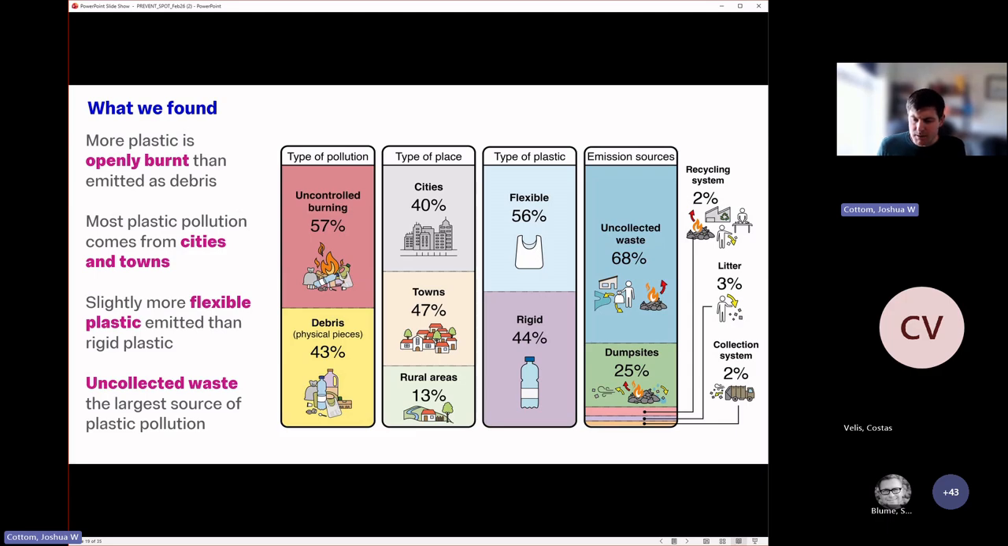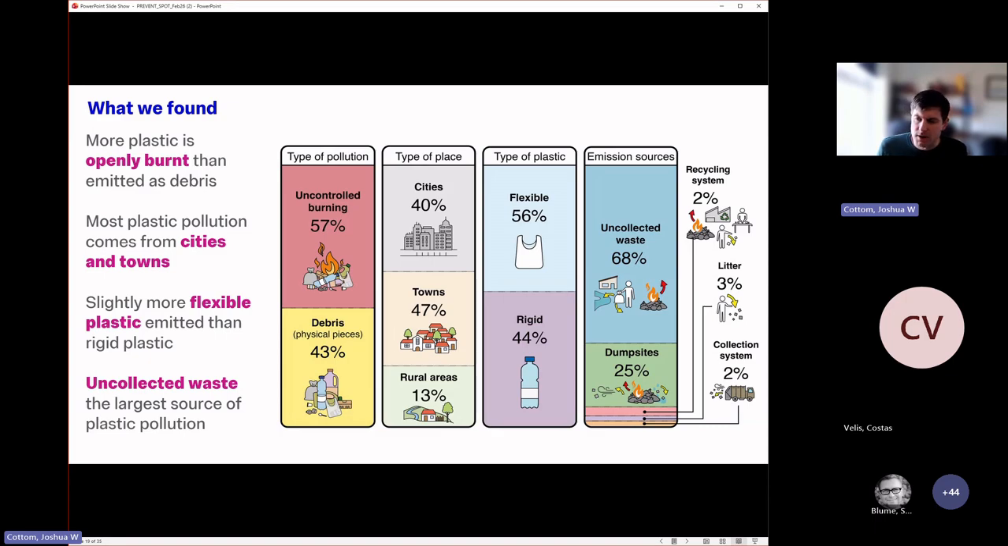Because they tend to have lower waste generation rates and lower plastic consumption, we found that on the global scale, only 13% of emissions came from rural areas. In comparison, a lot more came from these towns and semi-dense populated areas. They can be things like suburbs on the outsides of cities, which perhaps have a lot of people living there, but the waste collection hasn't expanded into those areas yet. But cities also contributed quite a lot, at 40%.